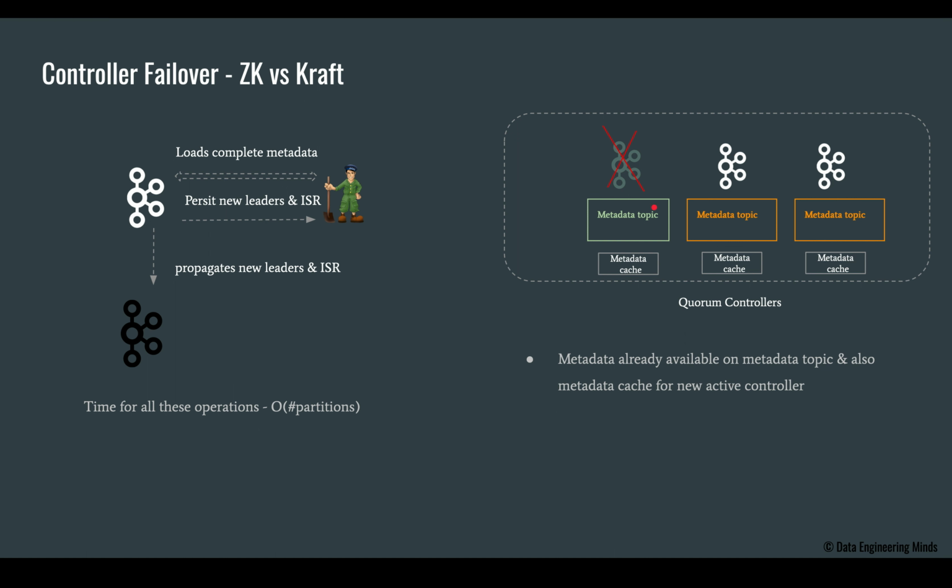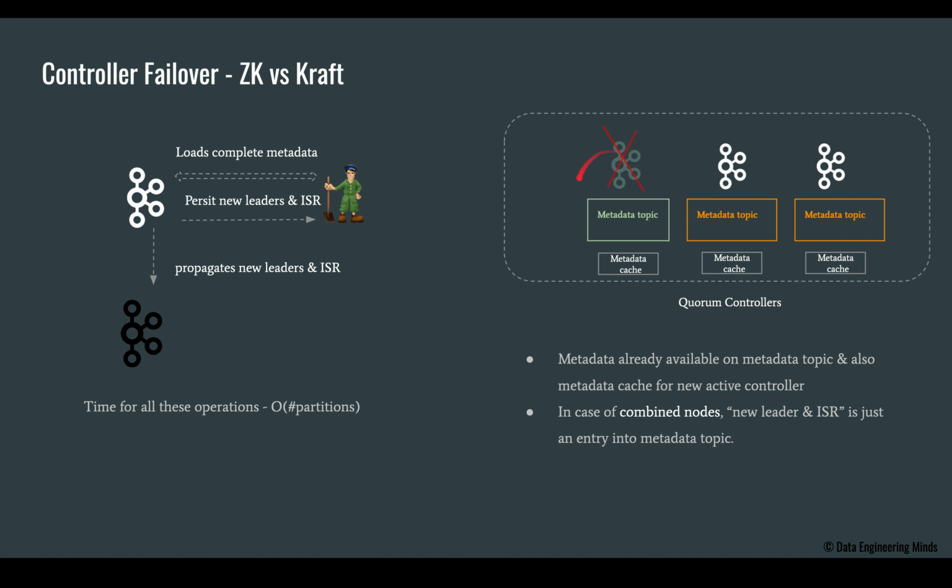And in case this failed active controller is a controller only node, that is, if this node has been configured to act only as a controller and not as a broker, then this new active controller doesn't have to perform any activities like electing new leaders or updating the ISR information, because there won't be any Kafka application topics or partitions in the failed active controller.